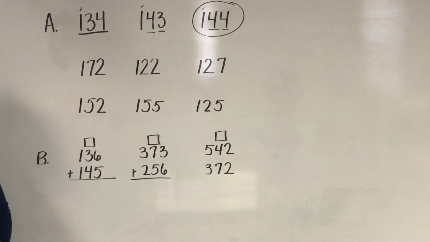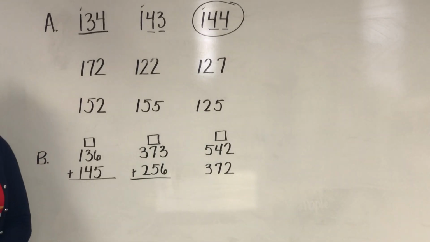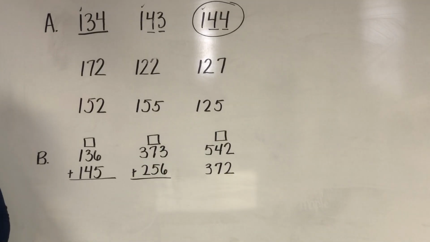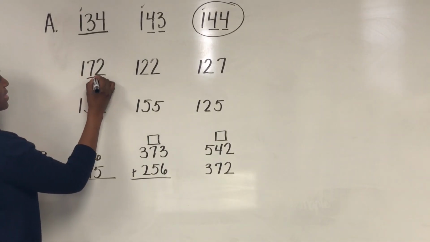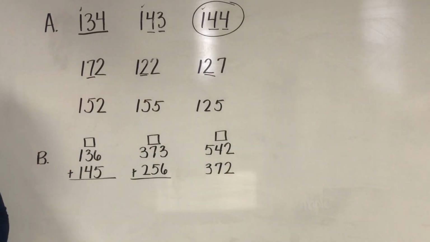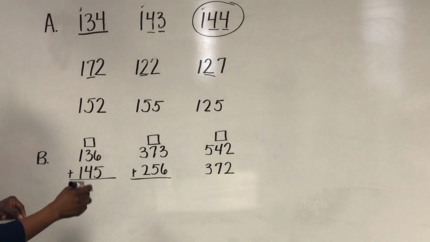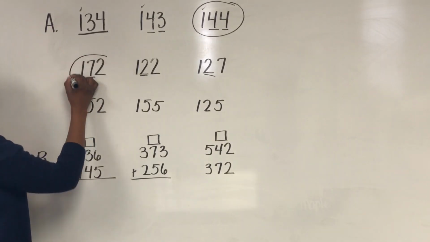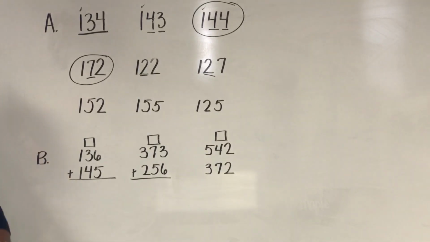All right, let's take a look at our next row. 172, 122, and 127. All right, they all have a 1 in the hundreds place. Let's compare our tens place. Here, there's 7 tens, 2 tens, 2 tens. Which one is greater? The 7 tens is greater than 2. So therefore, 172 is greater.